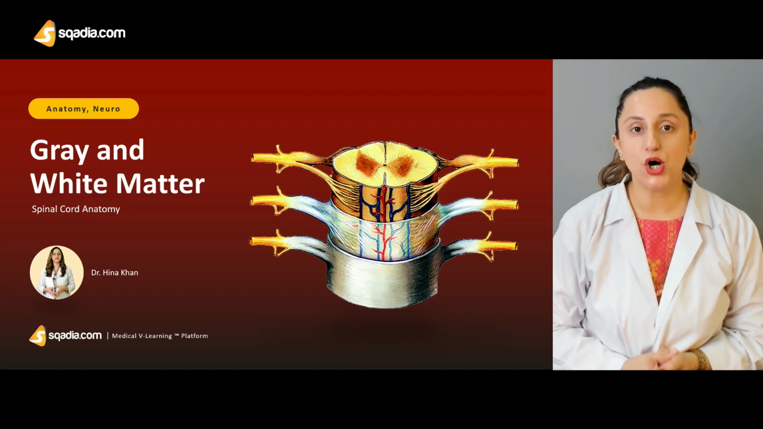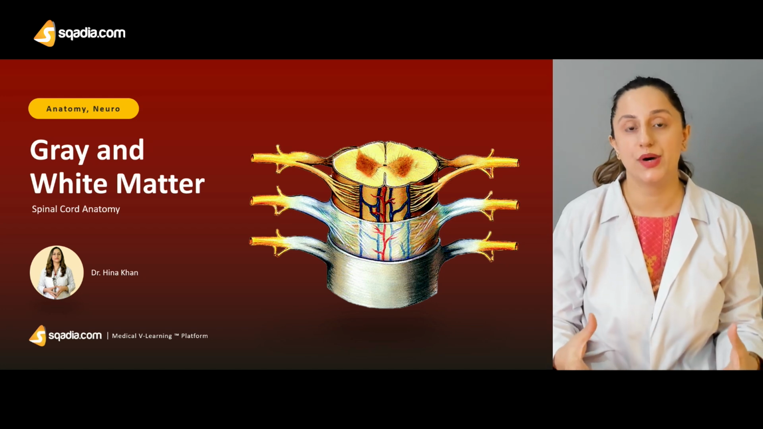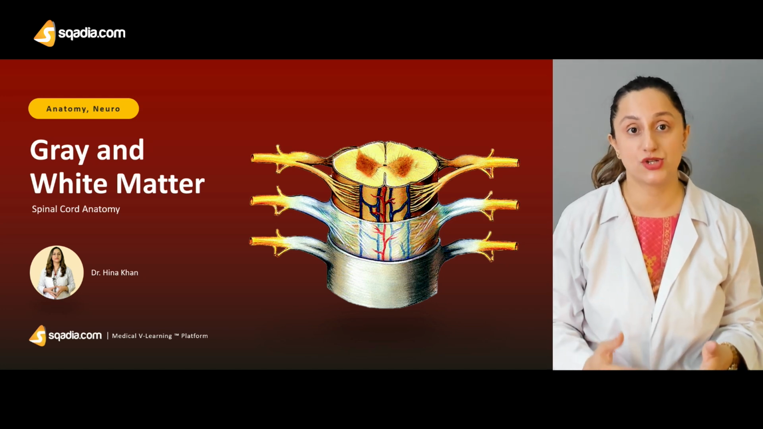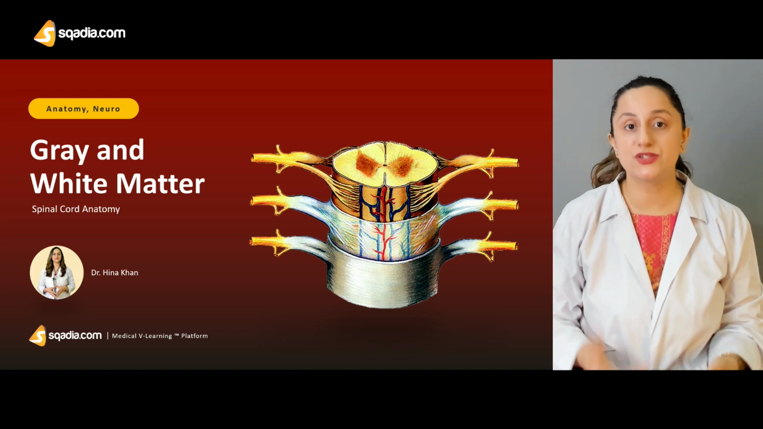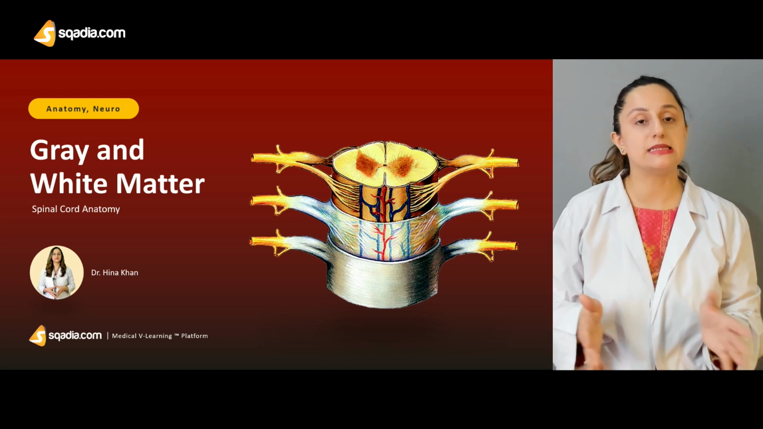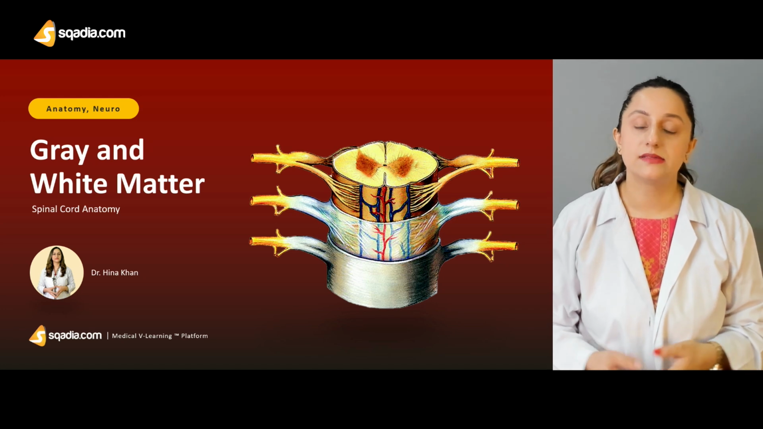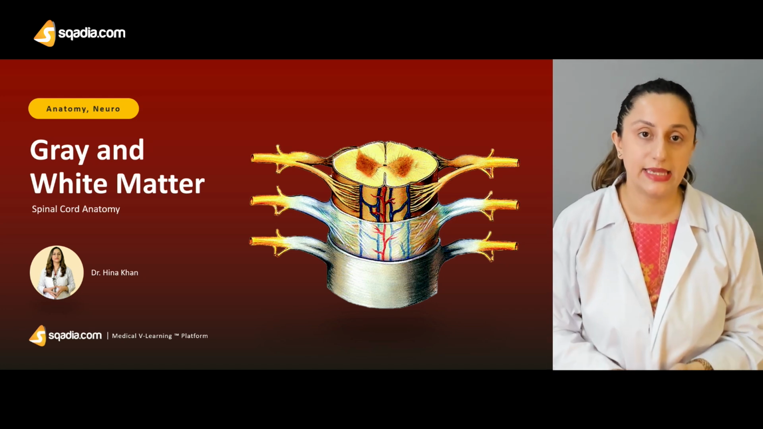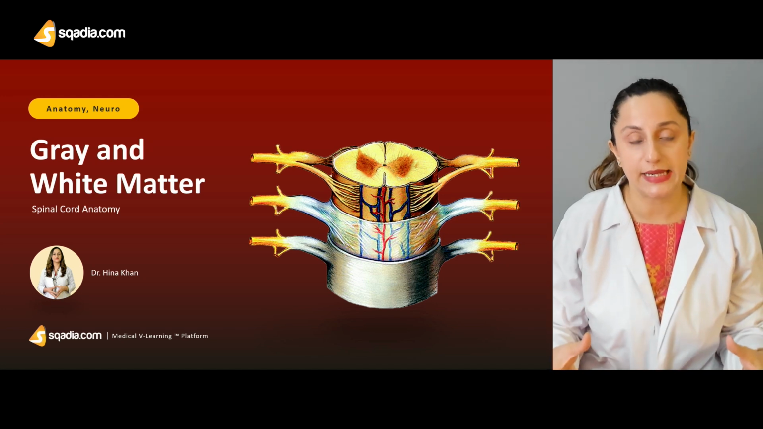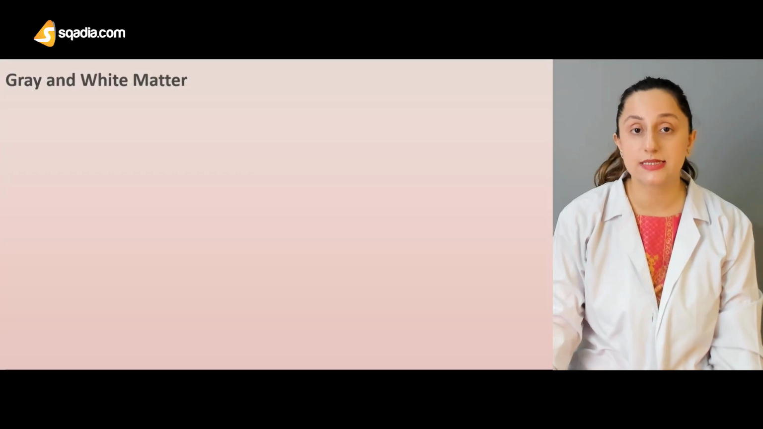Now, the organization of gray and white matter in the spinal cord is again very important, and we must know how this gray and white matter is organized when we look at the cut section of the spinal cord. There is one basic difference when we compare this organization with that of the cerebral cortices: the gray matter is located centrally in the spinal cord, whereas in the cerebral hemispheres, it is located more peripherally.